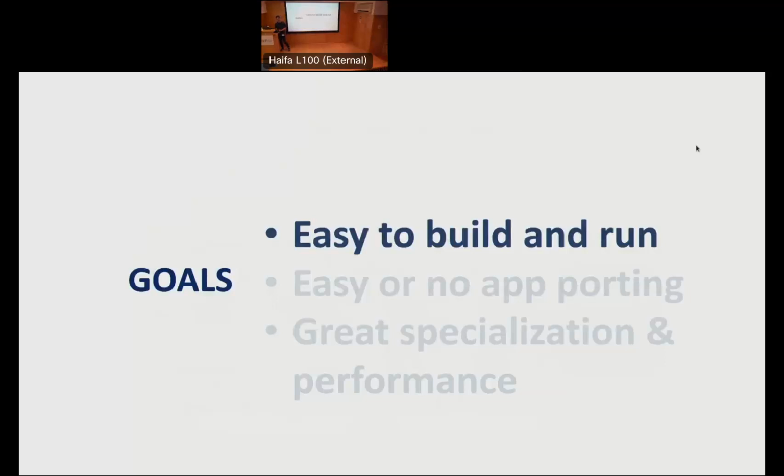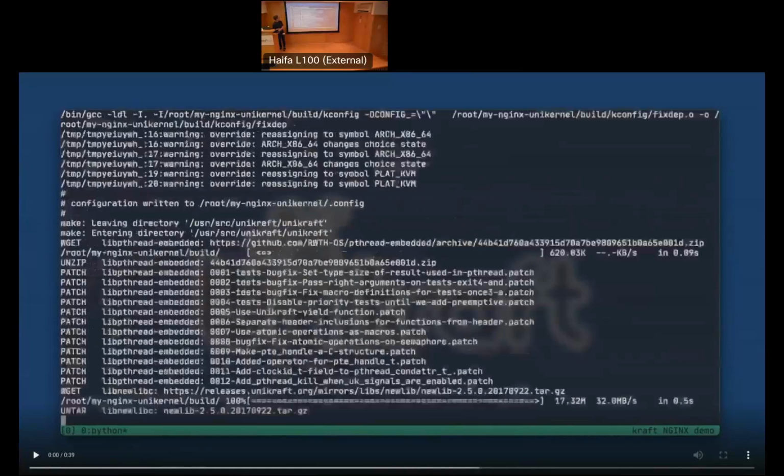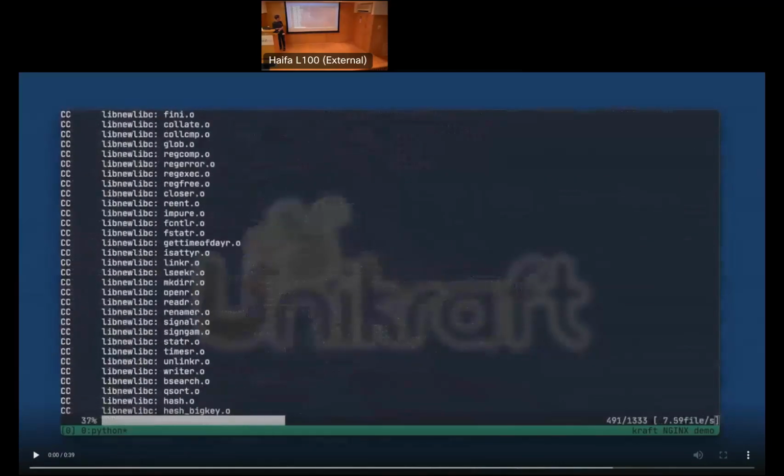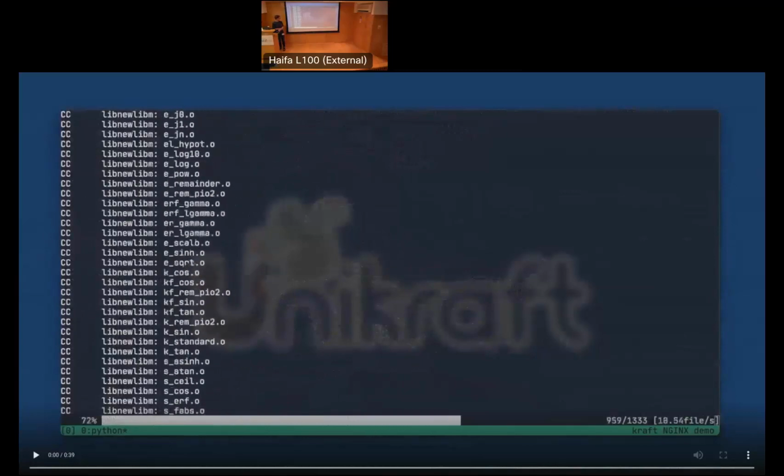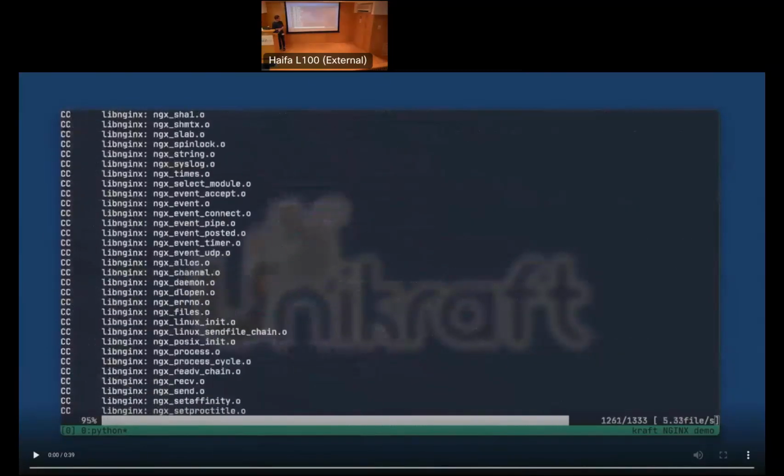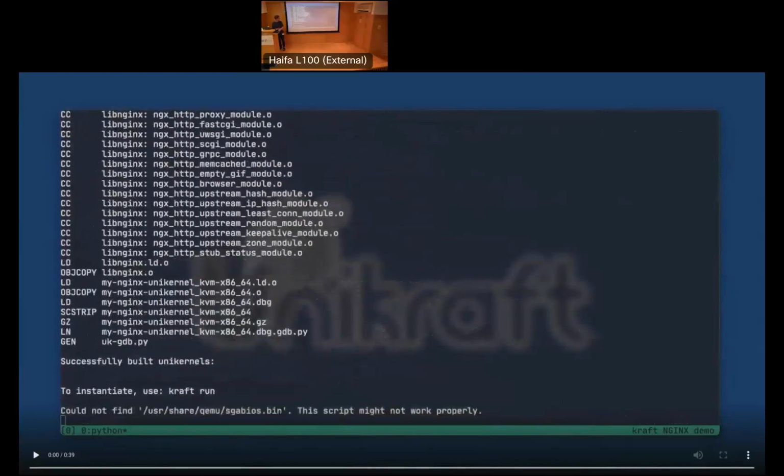And the best way to illustrate this is probably with a small demo. So to avoid the demo effect, I have a video. So here we're going to use the Craft tool, which is a tool that wraps around Unikraft and simplifies configuration, build, and run of Unikraft images. So here what is going to happen is it's going to fetch the sources, it's going to configure them, it's going to build them, and that's relatively fast. And once it's done, it's going to run the image using KVM.